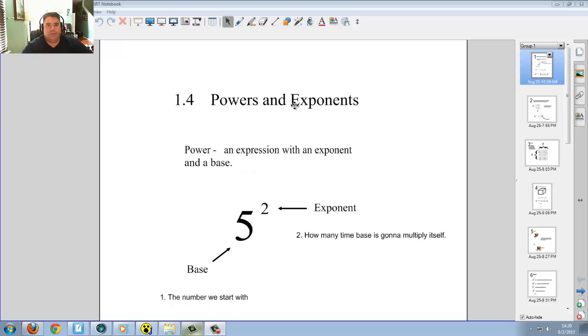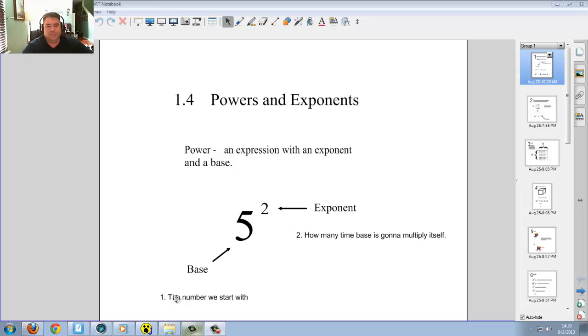Today, 1-4, Powers and Exponents. A power is an expression with an exponent and a base. Allow me to explain. The base is the bottom number here, which is a 5. Exponent is the little number in the corner. In this case, it's a 2.